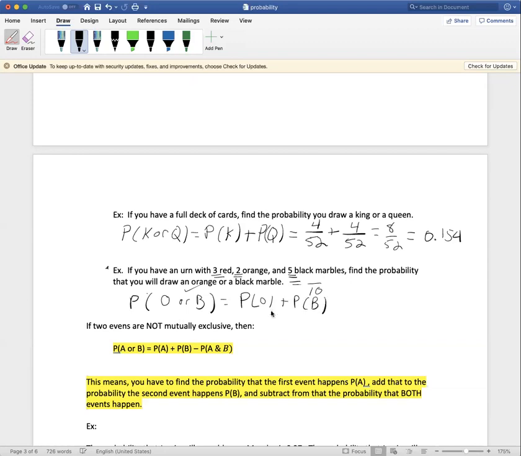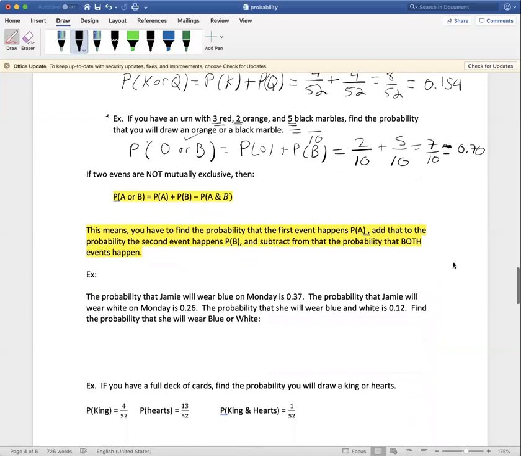And that tells us the probability of drawing an orange or a black is the same thing as saying the probability of drawing an orange plus the probability of drawing a black. Well, okay, we have 10 marbles altogether, so we know the denominator is going to be 10. The probability I draw an orange, well, 2 out of those 10 are orange. So that's going to give us 2/10. Plus the probability I draw black. Well, again, out of those 10 marbles, 5 of them are black. So we have a probability of 7 out of 10. And as a decimal, that is exactly the same thing as saying 0.700. There's a 70% chance of drawing either an orange or a black marble. Okay, let's try another example.